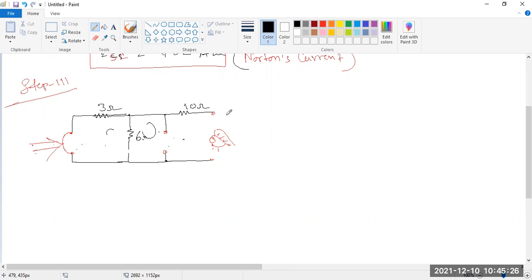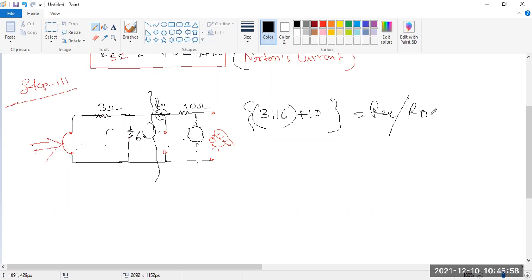Otherwise, you can go like this. Look, first 3 parallel with the 6. Whenever this portion is covered, then you can find some equivalent resistance of 3 and 6. Then you can see this resistance is in series. So then you can find this resistance, and it will be your equivalent resistance. This is your R equivalent. It is called R Thevenin, or here it is called R Norton. Or here you can say R internal resistance.